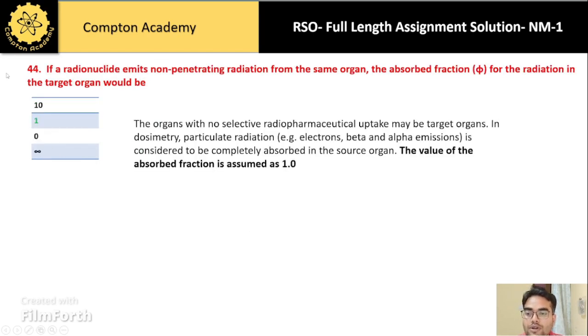Now question number 44: if the radionuclide emits non-penetrating radiation from the same organ, the absorbed fraction phi for the radiation in the target organ would be... An organ with no selective radiopharmaceutical uptake may be a target organ in dosimetry. Particulate radiation, such as electron, beta, and alpha emission, is considered to be completely absorbed in the source organ. So with complete absorption and non-penetration, the absorbed fraction would be 1 for this.